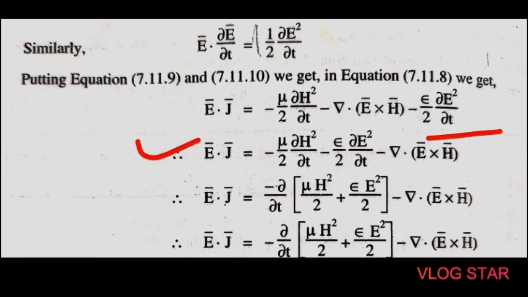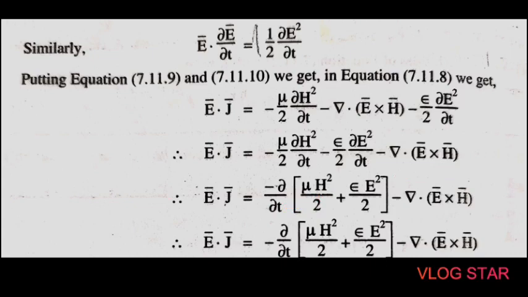So again, at the left hand side E bar dot J bar is as it is, and at the right hand side minus mu by 2 dou H square by dou t minus epsilon by 2 dou E square by dou t minus del of E bar cross H bar. So from this equation we can take dou by dou t as a common term, so that E bar dot J bar is equal to minus dou by dou t in bracket mu H square by 2 plus epsilon E square by 2, minus del into E bar cross H bar.